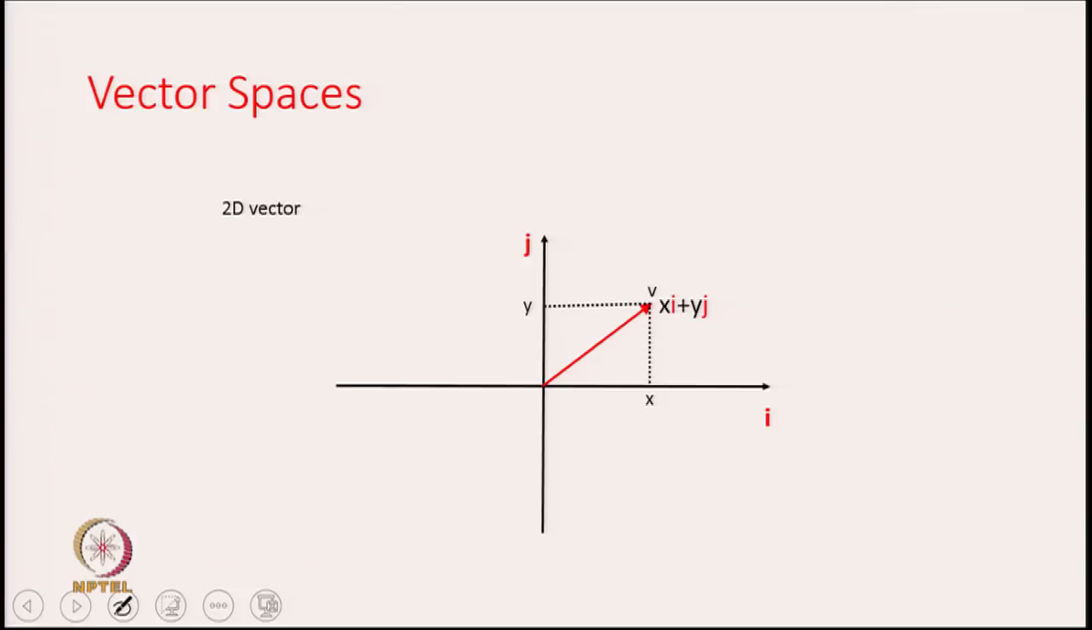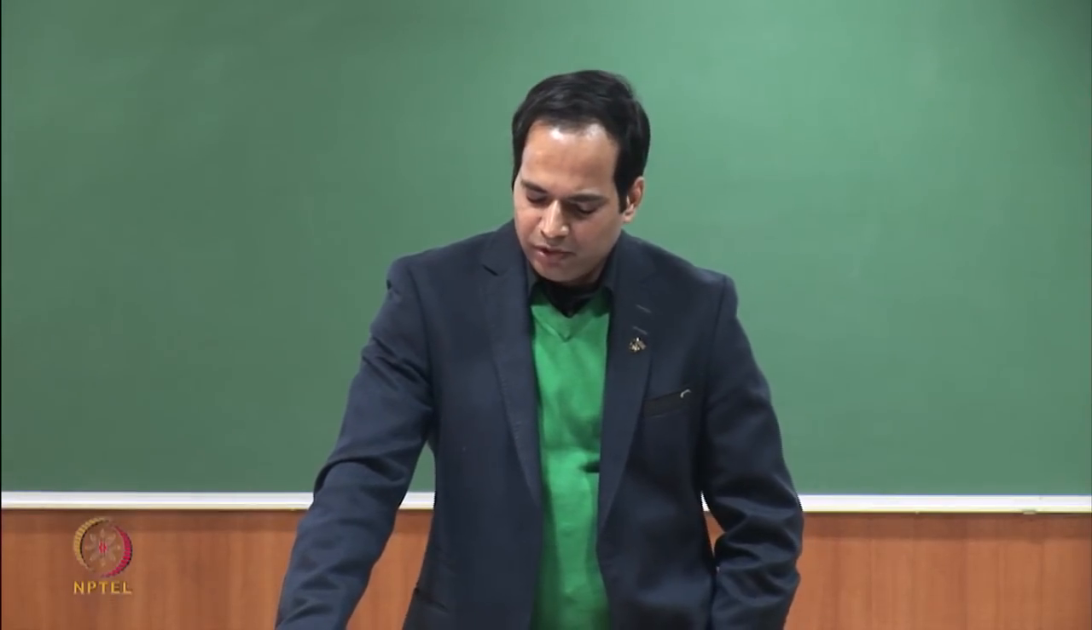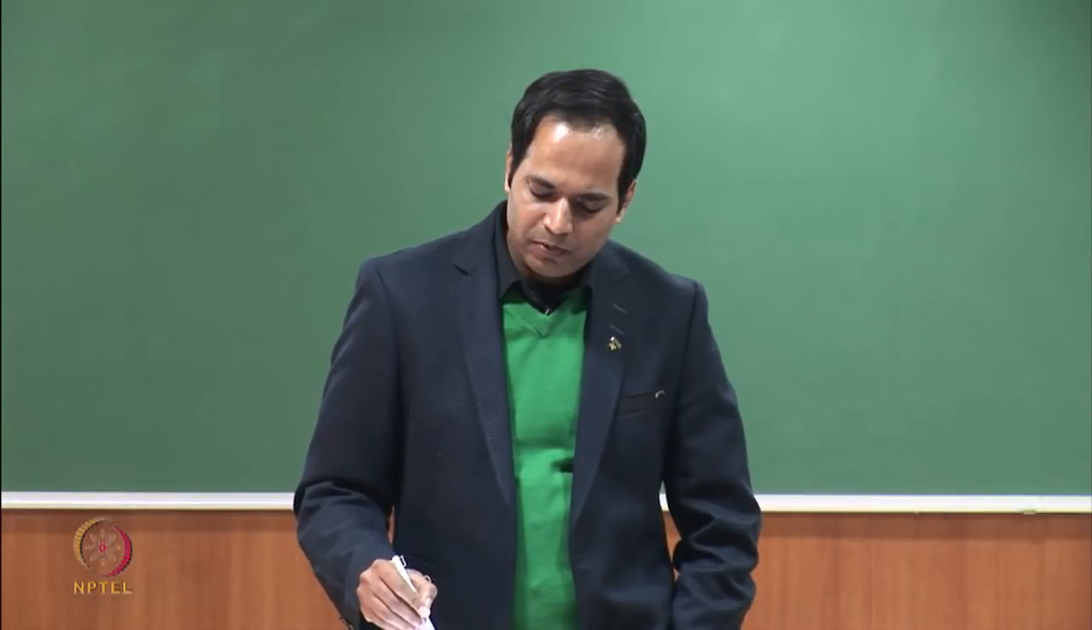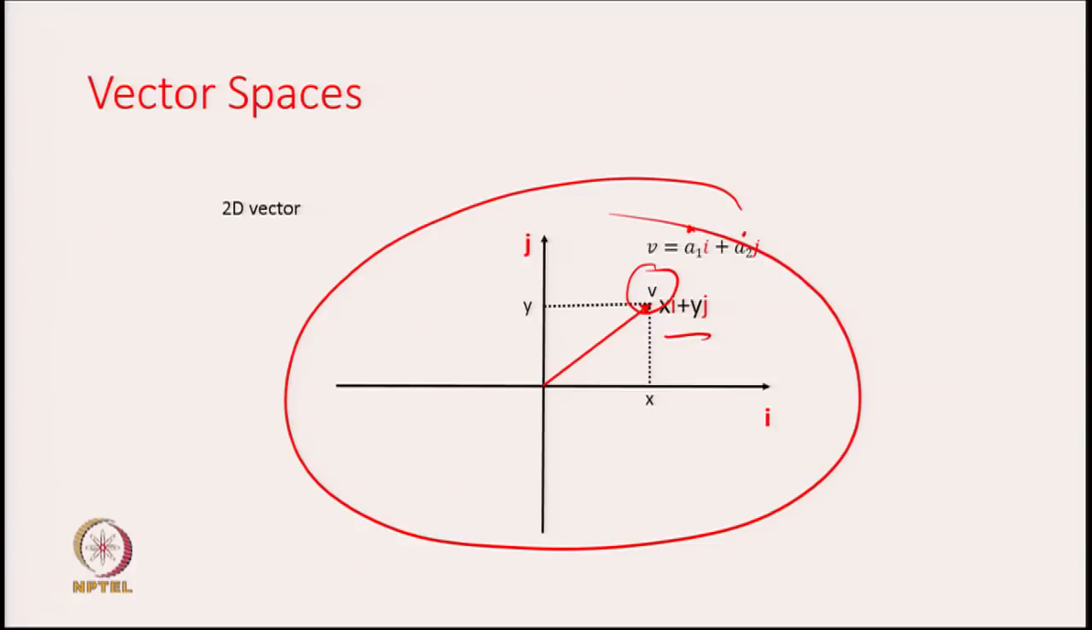Now, let us talk about these vector spaces a little more, and let us again fall back to our example of this 2D vector. I have represented this like this, xi plus yj, and you must have seen this representation before. What we are saying is i and j are perpendicular vectors, as by convention. Now, to generalize this, I can write this where instead of x I have a1 and instead of y I have a2, and by changing the values of a1 and a2 I would be able to span the complete 2D space, right.